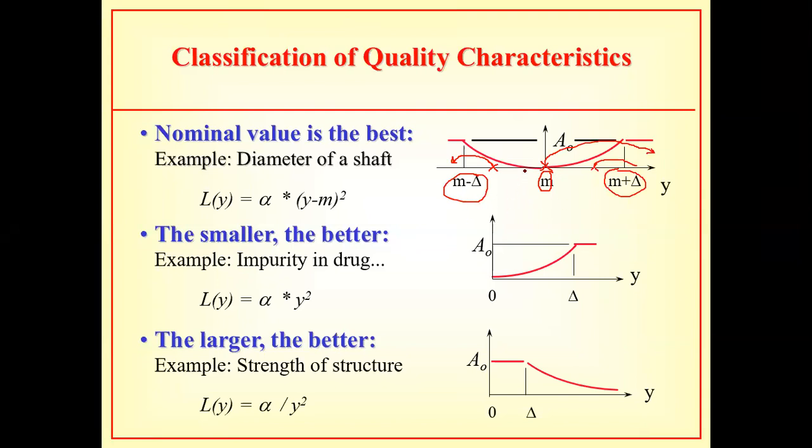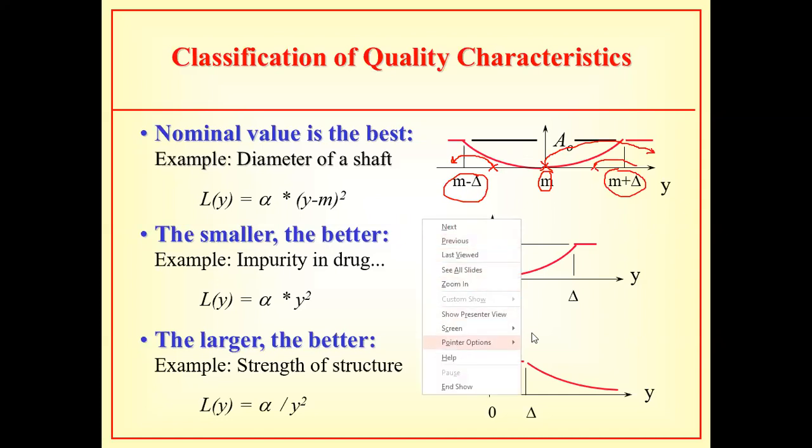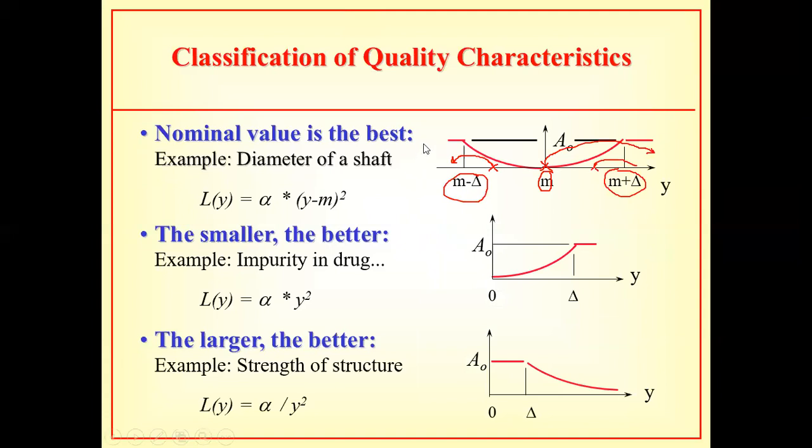And he has given many loss functions. I think more than 1000 loss functions are available in literature. But being a mechanical engineer, I observed that these are the three loss functions which basically take care of most of the situations. Most of the mechanical engineering related problems are covered in these three loss functions. One is nominal value is the best. When you're talking about two-way dimension, like the example mentioned, diameter of the shaft, the loss function is this, and the mathematical equation is a simple quadratic equation.